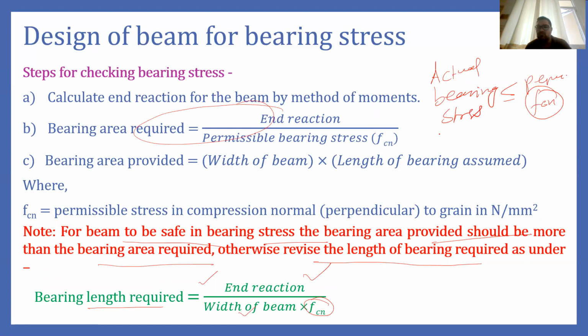And how do we find the actual bearing stress? Actual bearing stress can be calculated as end reaction divided by area of bearing provided. So that can also be adopted here. This is only a rearrangement of the terms. Either we compare with the bearing area or we compare with the bearing stress. In both cases, if the condition is satisfied, we can say that our beam is safe in this criterion.